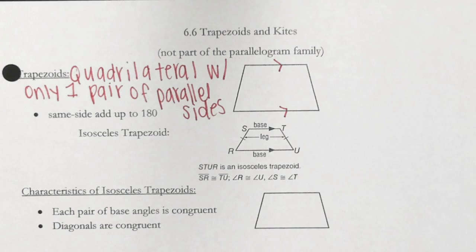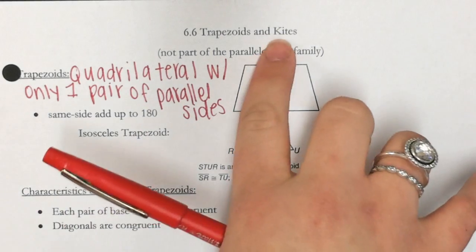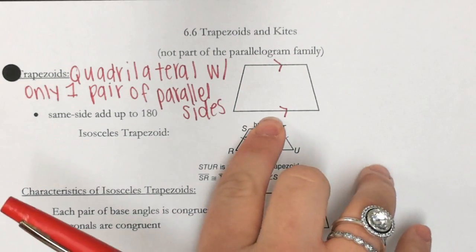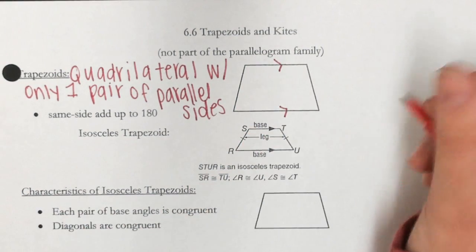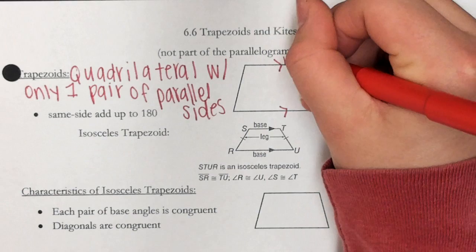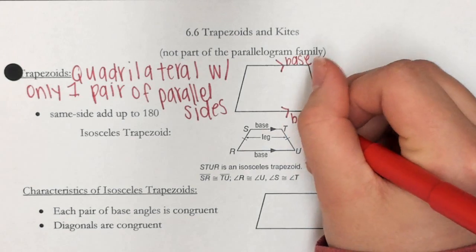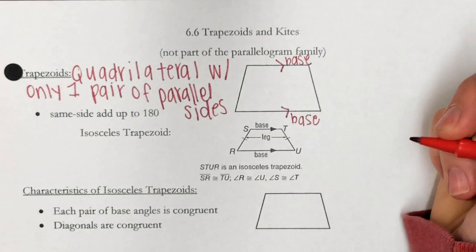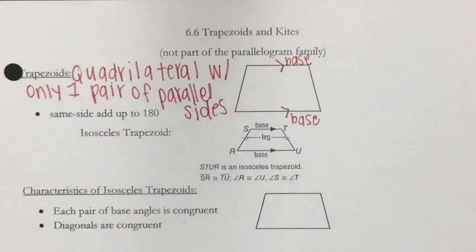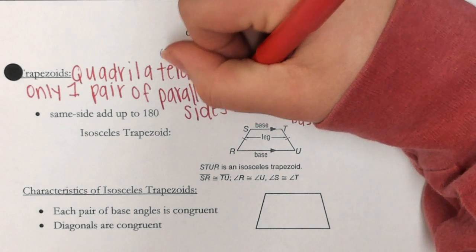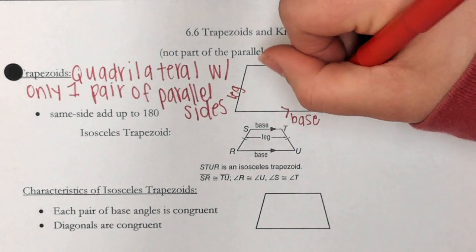So here are the parts of a trapezoid. This is a trapezoid we're talking about. We're not on the kites yet. These are the one pair of parallel sides. And then this is called a base, because a base is what lays on the bottom. So you have your base and your base. And then these two sides are called legs. That's a leg, and this is a leg.